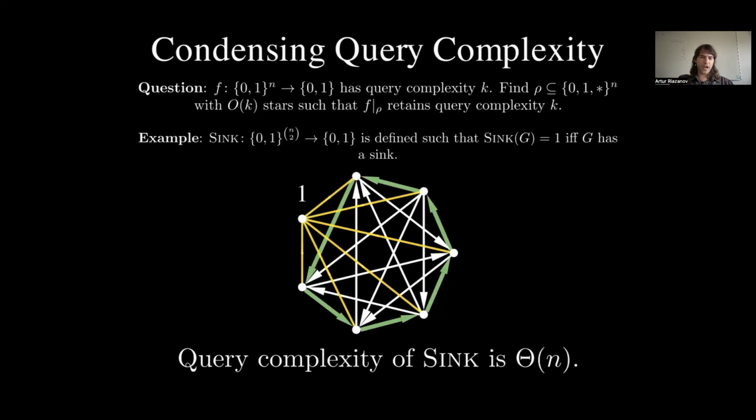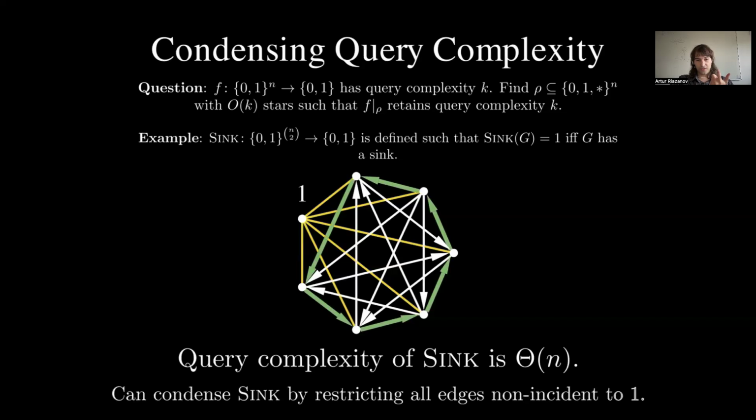So this is equivalent to the AND function or OR function with some flipped bits, and we know that it has linear query complexity. So we just observe that first, sink has query complexity omega of n, and second, it can be restricted to its query complexity.